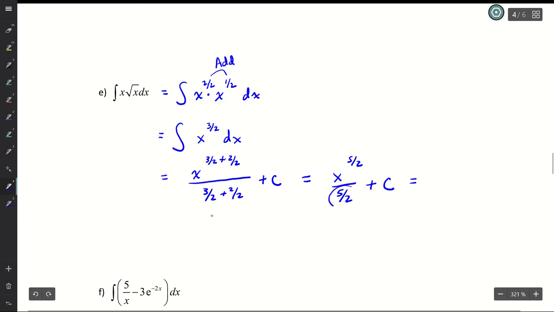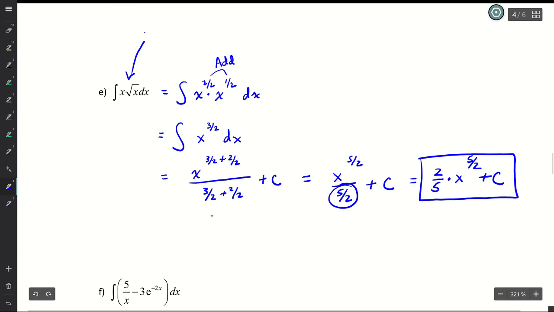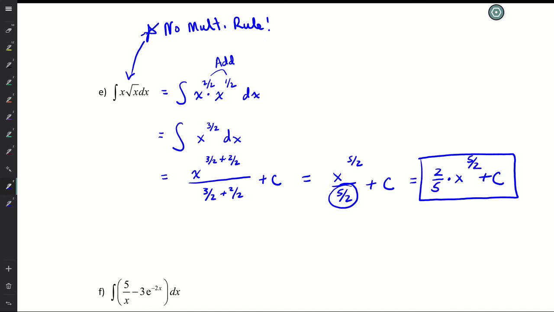And then remember we said if we have something that's divided in the bottom that's a fraction, we're going to flip and multiply. So it's actually going to become 2/5 multiplied by x to the 5/2 and then plus c. Okay, so make sure here that y'all put there's no multiplication rule. So if you see an integrand that's being multiplied, then right now you know you should be able to change it to something that's not being multiplied so that you can use, let's say, a power rule on it or something along those lines.